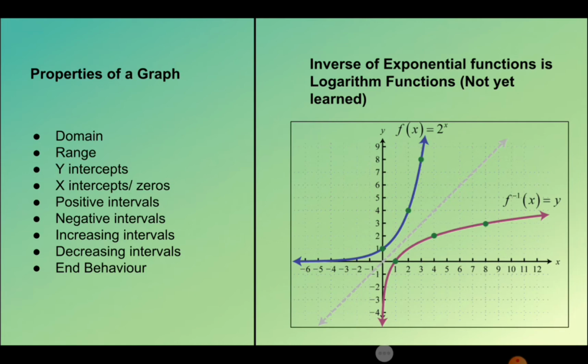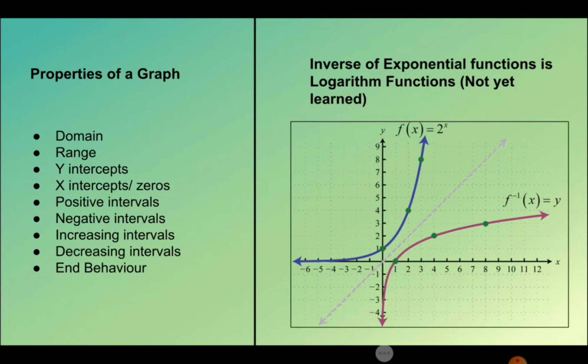And then end behavior is basically showing in what direction y is going, like the trend of the graph. So when x is going towards infinity, what direction is y pointing towards? And same with the other way around. When x is pointing towards negative infinity, what way is y going? And I'll go into more detail when I do the example.